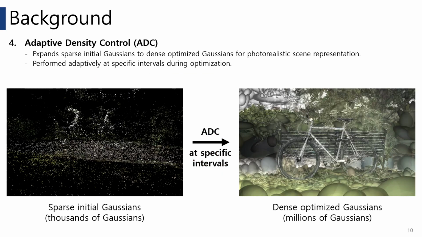The final key component in the standard 3D GS is adaptive density control, called ADC. The initial set of Gaussians is quite sparse, often numbering in the thousands. However, to accurately represent the entire scene with fine details, these need to be expanded into millions of more refined Gaussians. ADC achieves this by adaptively controlling the density of Gaussians at specific intervals during the optimization process.